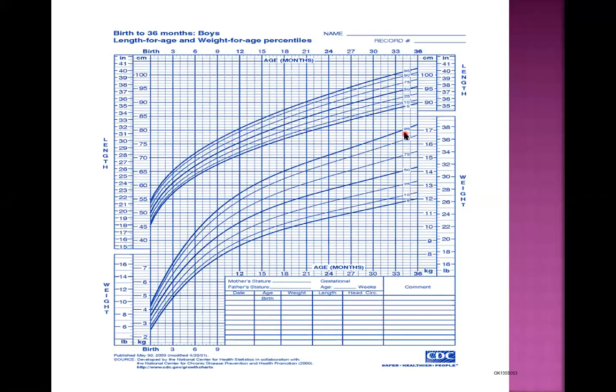But if the weight falls below the 5th or exceeds the 95th, this is abnormal. Exceeding the 95th is a feature of overweight or obesity, and falling below the 5th is a feature of malnutrition. The same thing is applicable to the length.